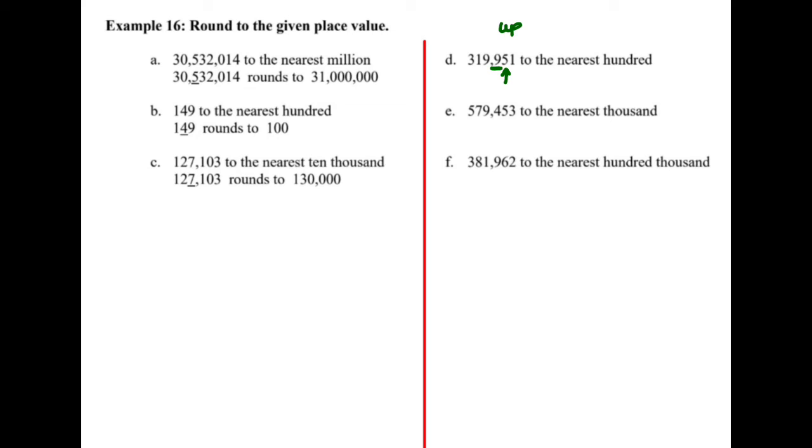So the 5 rounds the 9 up, which rounds this 9 up, which makes this a 2. So 3, 2, 0, 0, 0, 0 is the next biggest 100 because of the way those 9s lined up.